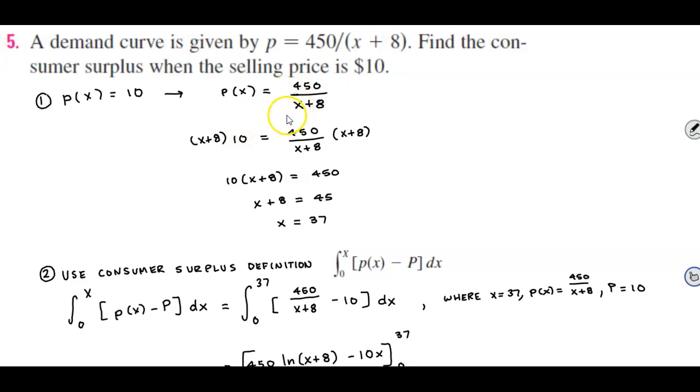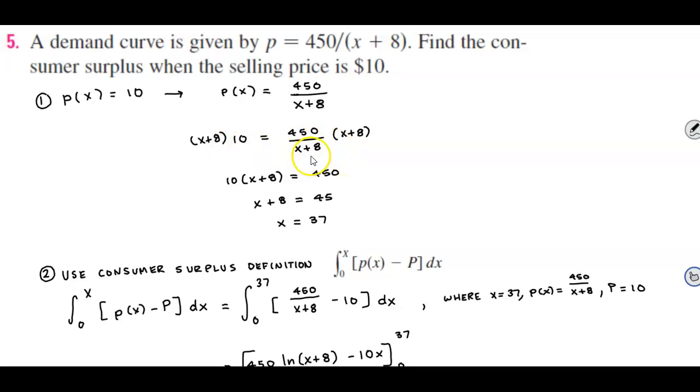In order for us to figure out what the value of X is, we're going to set these two equal to each other. So 10 is going to equal 450 over X plus 8. Now you can either use the cross product or multiply both sides by the LCD.